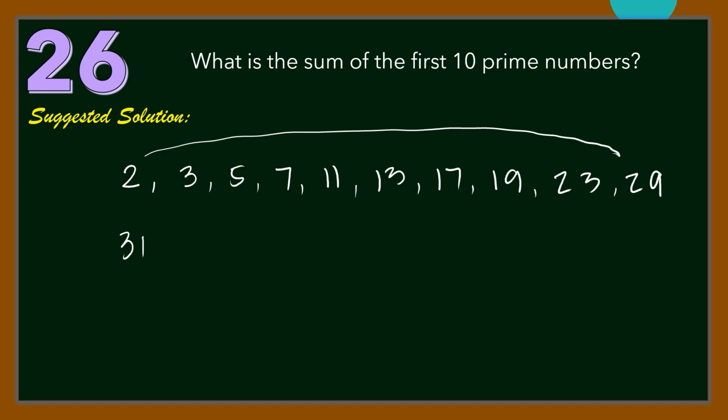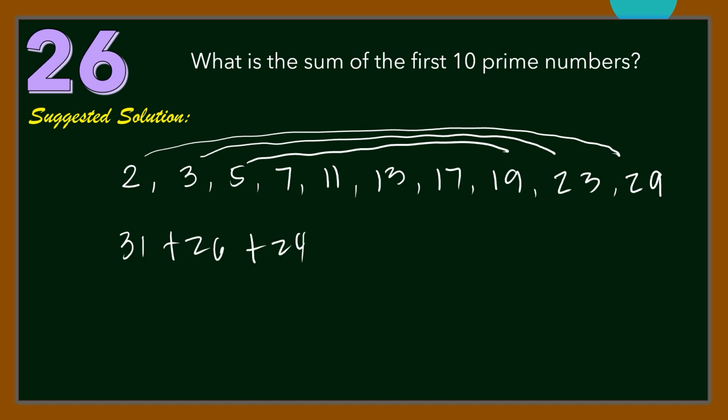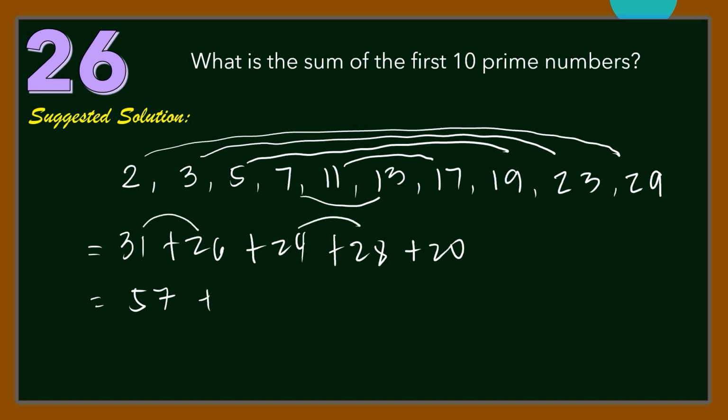3 plus 23, that is 26. 5 plus 19, that is 24. 11 plus 17, that is equal to 28. Then we have 7 plus 13, that is equal to 20. So we have 31 plus 26 plus 24 plus 28 plus 20. Then the sum is equal to 129.